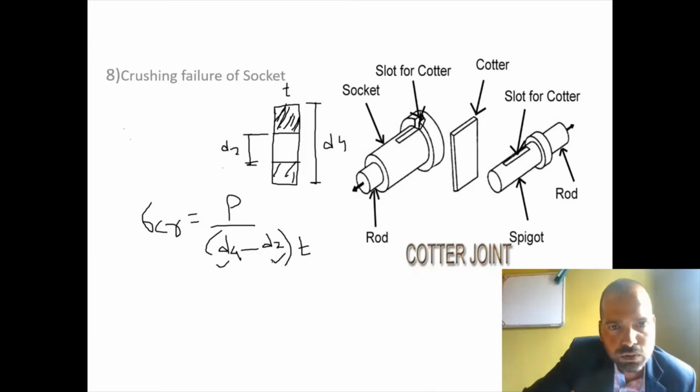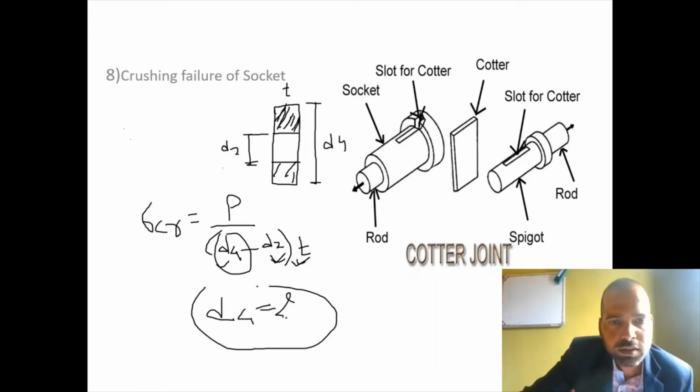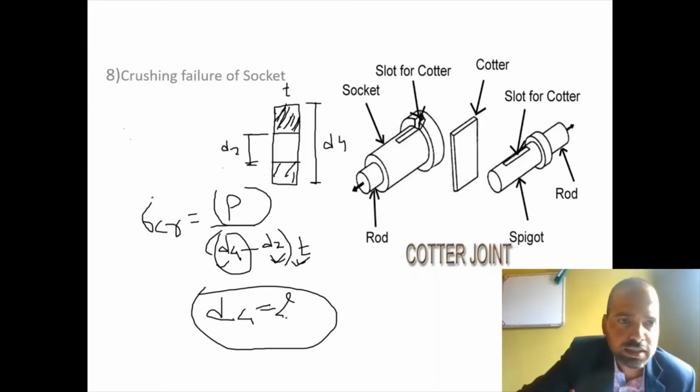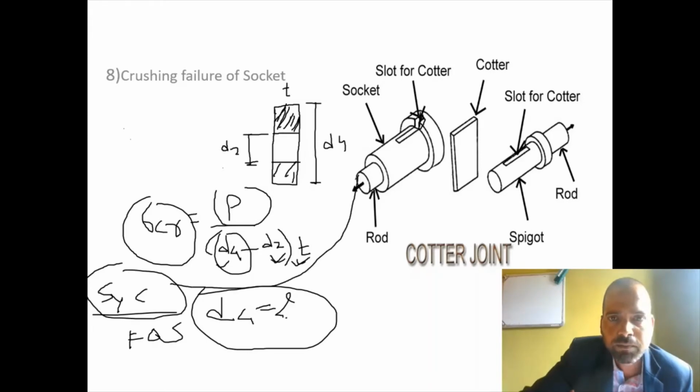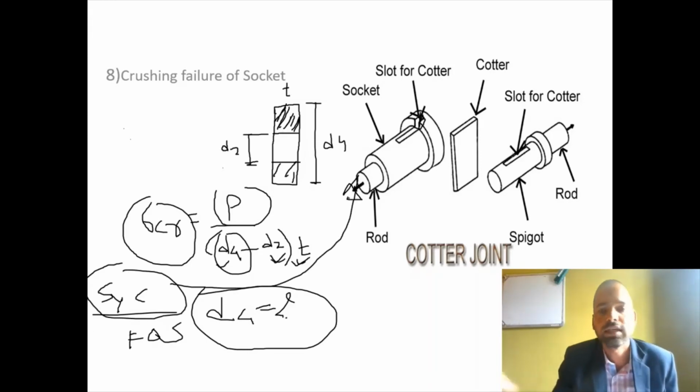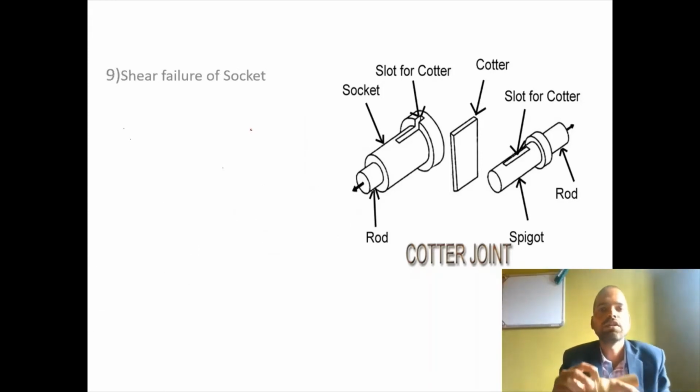diameter t was known, and d4 was unknown. So from this equation we will get diameter d4, which was unknown, if force P is known and sigma CR is known. Again, sigma CR is equal to SYC divided by factor of safety, where SYC is for the material of the socket, right? Now the next type of failure is shear failure of the socket.